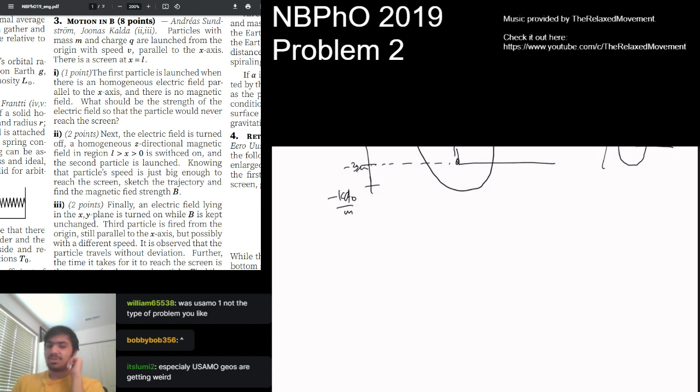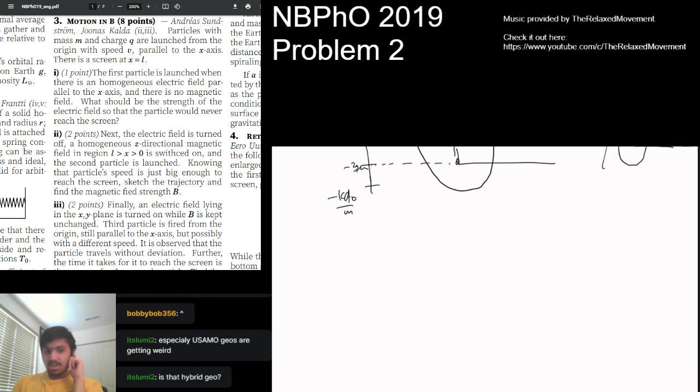But this is the trend, because it's not hybrid geo. I like hybrid geo. I'm talking about purely classical geometry problems with weird setups. I don't like them because they're hard and I don't know how to do them, but I also just don't like them.